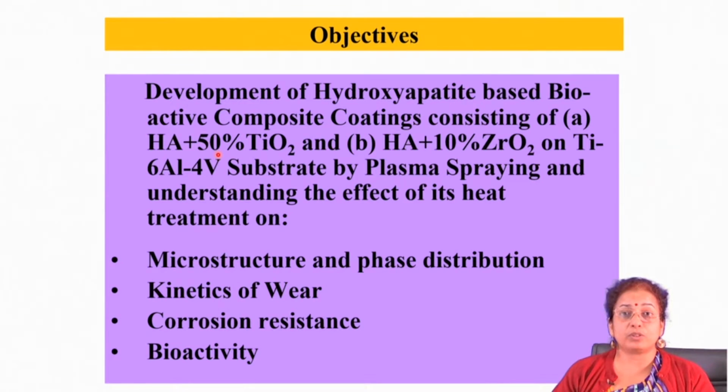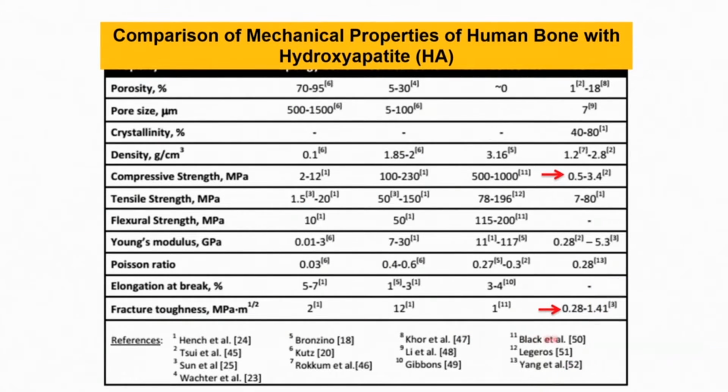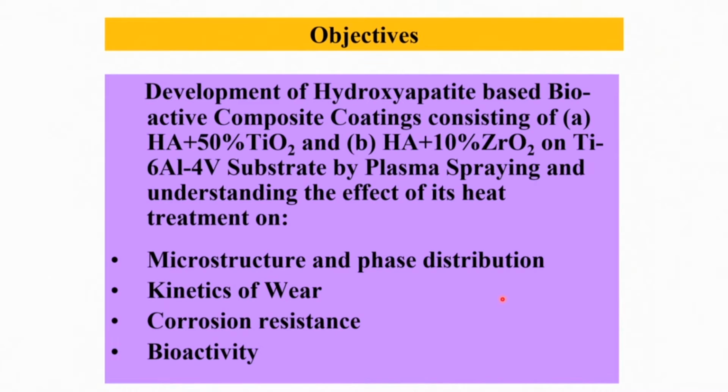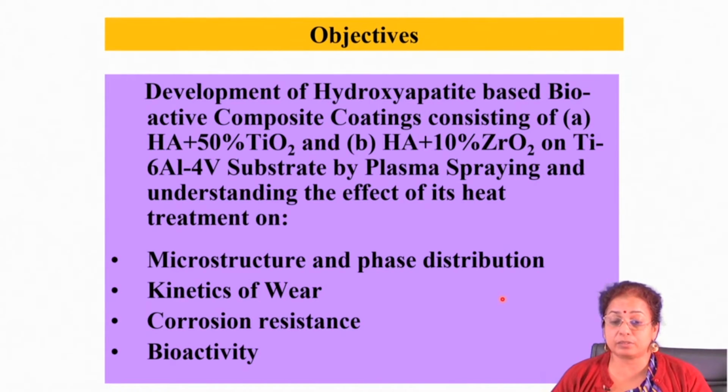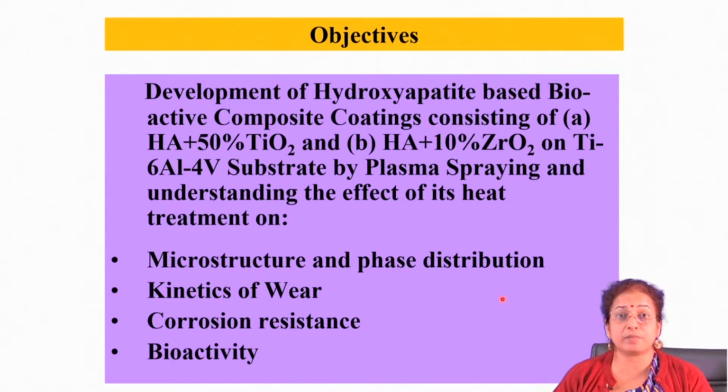But one of the biggest problems of hydroxyapatite is that, though it has good fracture toughness, it is not adequate. It is quite low as compared to that of human bone, particularly when you use it for dynamic implant applications, where you should have good fracture toughness. So, there the hydroxyapatite fails. So, we tried to increase the toughness and also the hardness of the hydroxyapatite by adding titanium dioxide as well as zirconia to the hydroxyapatite, and subsequently developed the coating by plasma spray deposition.